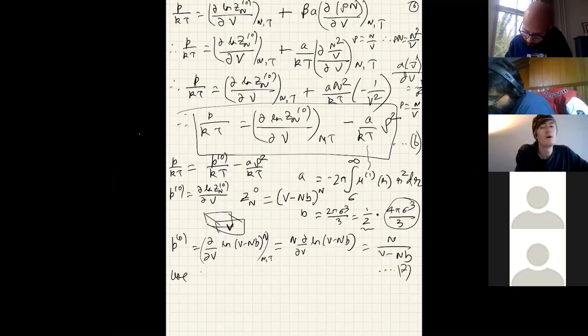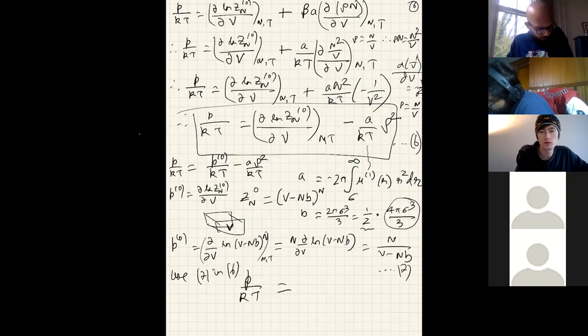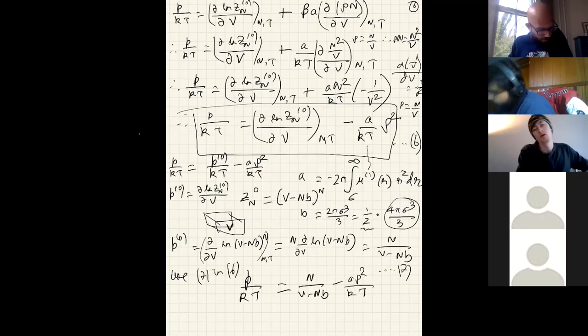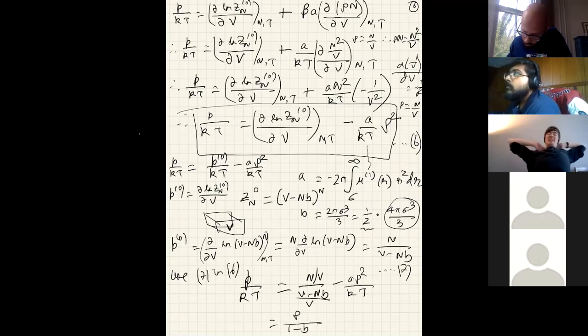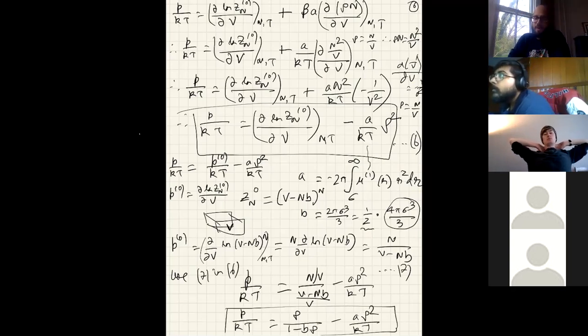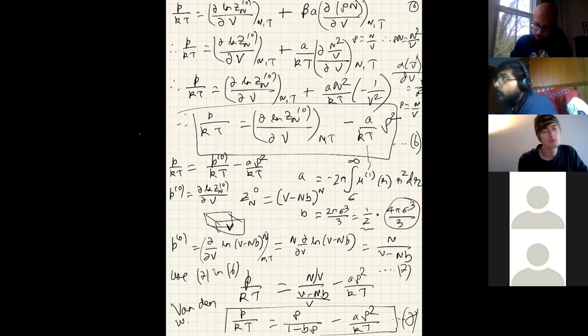So use 7 in 6 to get P by kT is equal to n by (V minus nb) minus a rho squared by kT. And this n by (V minus nb) can be divided by V both in numerator and denominator. So this becomes rho by (1 minus b rho) minus a rho squared by kT. And that's it. That's what we wanted to do. So I think this is quite neat. That's why I do it, even though it's not in Chandler's book. We have our van der Waals equation of state.